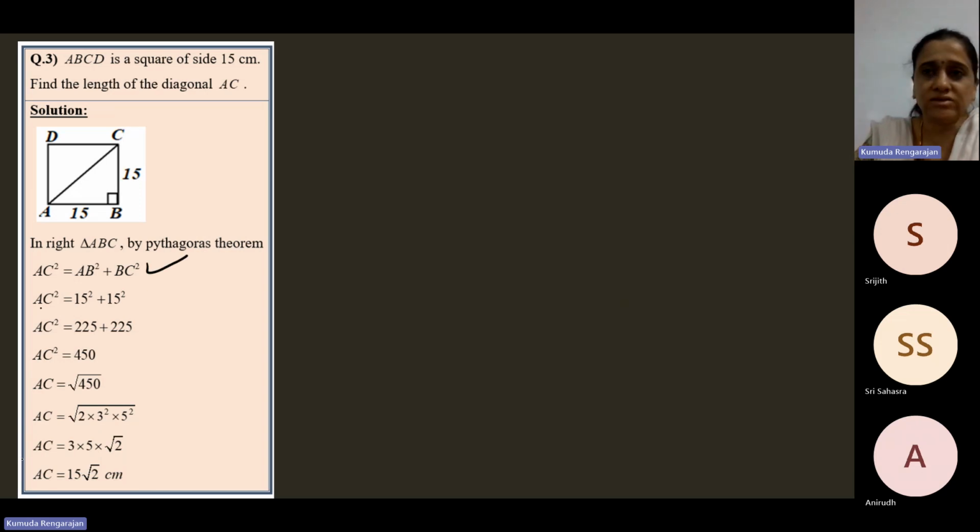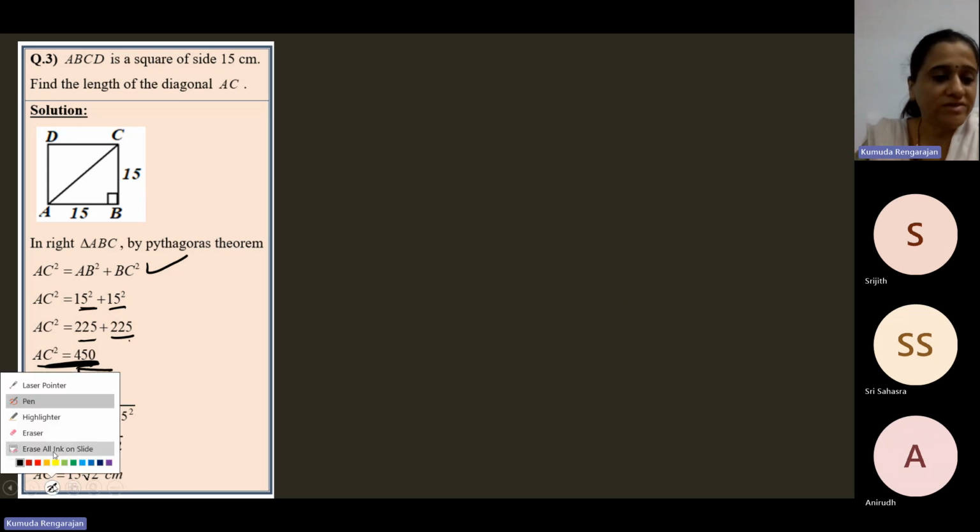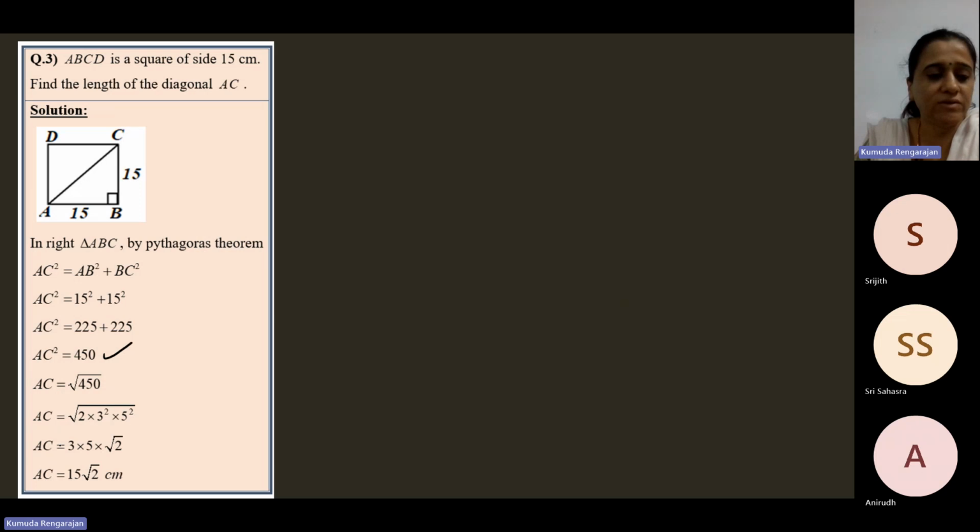So AC square as it is. What is AB? 15. AB square, 15 square. BC is 15, so 15 square. 15 square is 225. 225. The sum is 450. AC square is 450. So AC is equal to the square root of 450. If AC squared is equal to 450, AC will be the square root of 450. Now, how do you find the square root of 450?